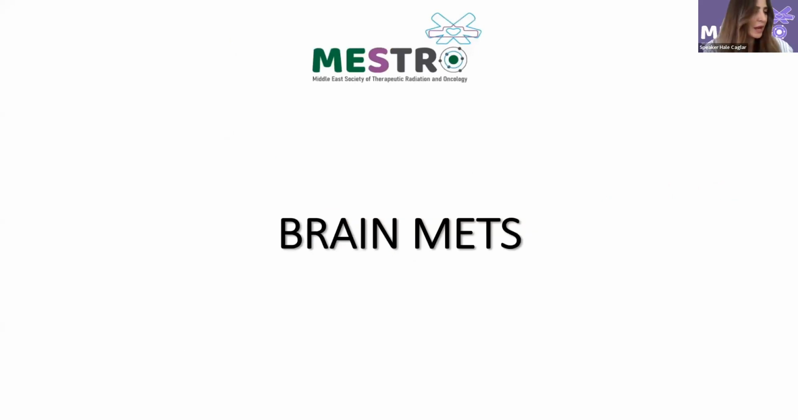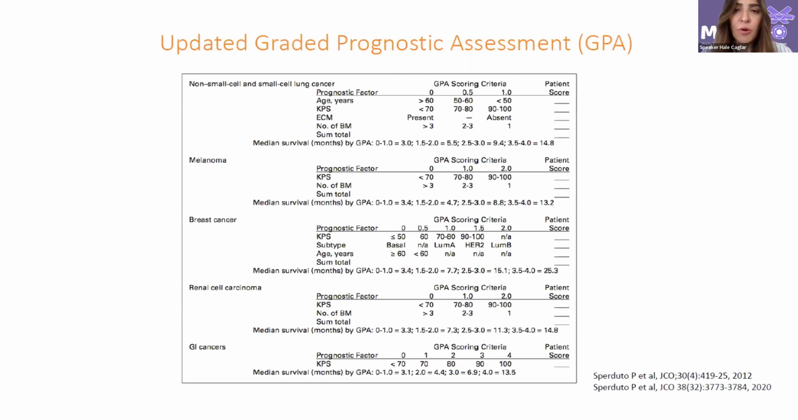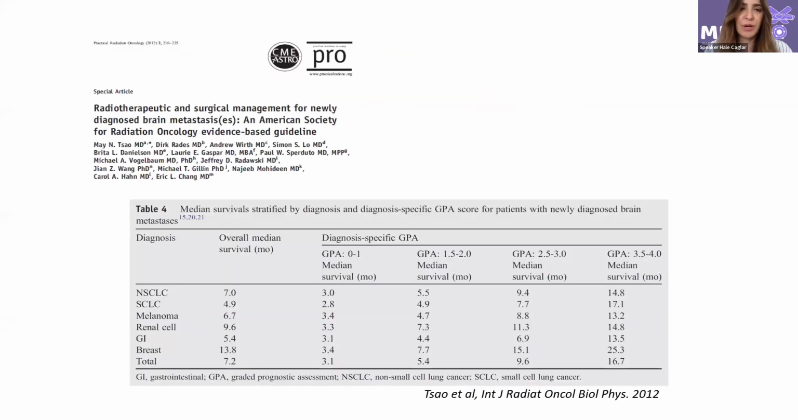So the second topic that I would like to discuss is brain metastases. The most important thing in deciding how to proceed with the treatment of brain metastases is looking at the prognostic scoring, which is called GPA. It is a scoring system looking at different clinical information and the primaries, giving you a predicted survival so that you can decide how to proceed with brain metastasis. Taking this GPA into account has been recommended within the ASTRO guidelines as well.